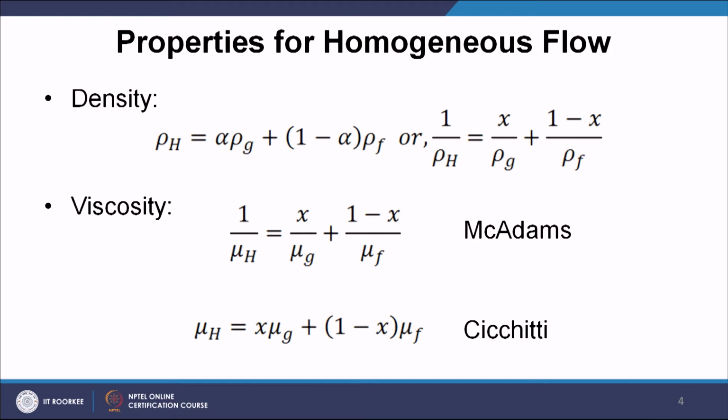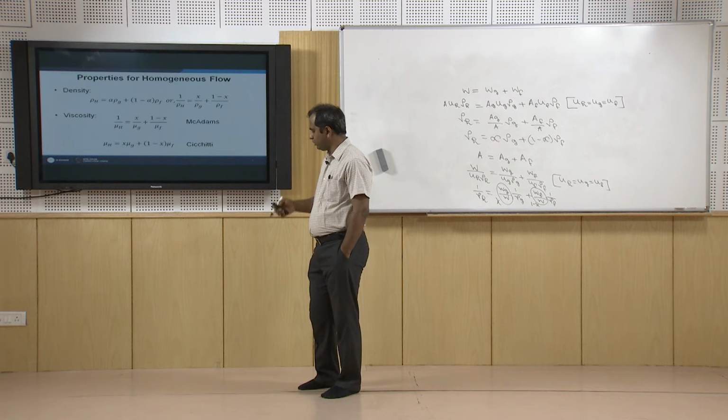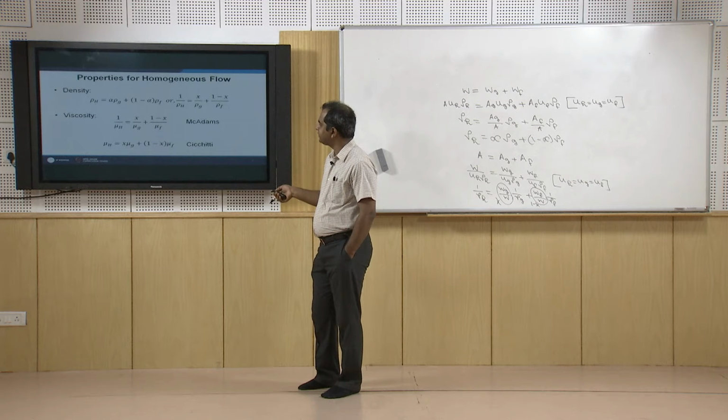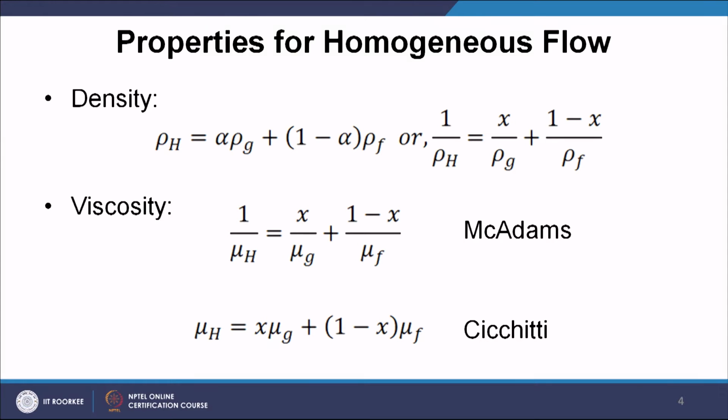In a similar fashion, the viscosity of the fluid can also be defined. I have shown two important viscosity correlations here, the McAdams correlation and the Cicchitti correlation. Viscosity can be obtained by several correlations. Here I have mentioned the McAdams correlation, which gives the homogeneous viscosity: 1 by mu h equals x, the quality, by mu g, the gaseous phase viscosity, plus 1 minus x divided by mu f, which is the liquid phase viscosity.